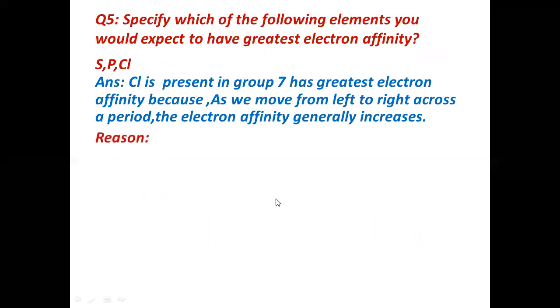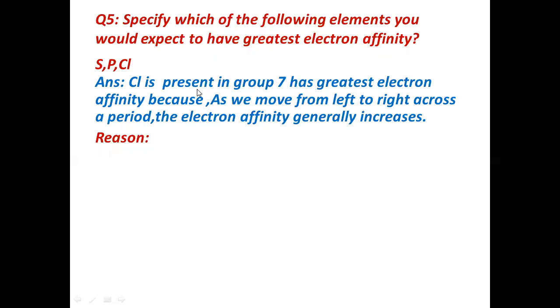Question number 5. Specify which of the following elements you would expect to have greatest electron affinity: sulfur, phosphorus, and chlorine. I told you that in the periodic table the greatest electron affinity is of the group number 7 elements, or halogen group. So out of these three elements, sulfur belongs to group number 6, phosphorus belongs to group number 5, and chlorine belongs to group number 7.